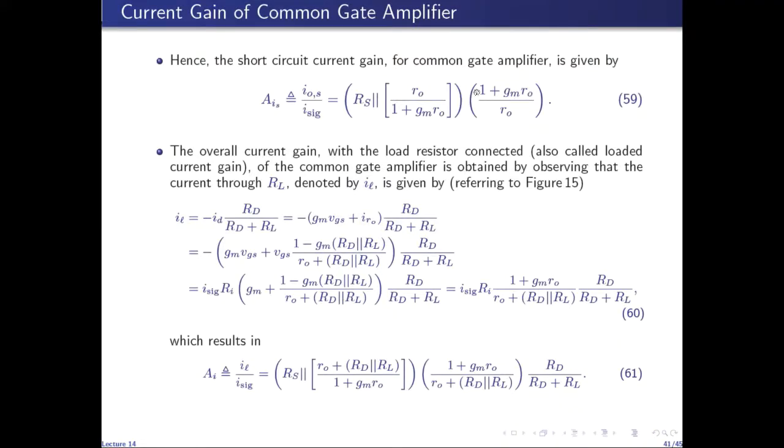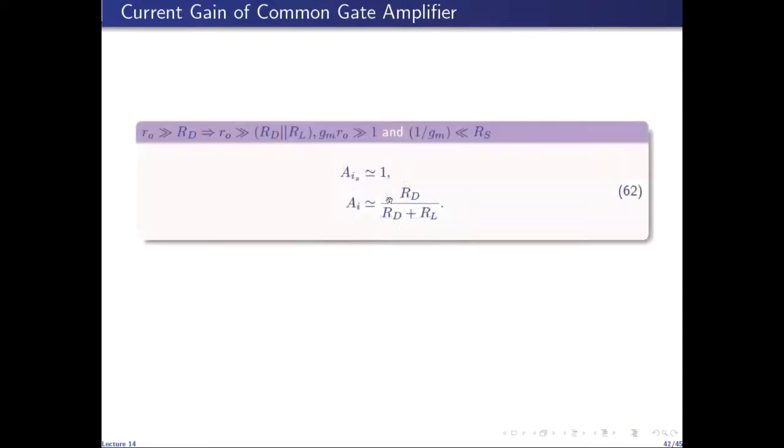If GM R naught is much greater than 1, the numerator here is GM R naught, and R naught gets cancelled out, so we get GM here. Same for this: GM R naught is much greater than 1, so the denominator is approximated by GM R naught, R naught gets cancelled, and we get 1 over GM here. Since we have assumed 1 over GM is much smaller than RS, this parallel combination is approximately 1 over GM. Times GM gives us 1. So the short circuit current gain of the common gate amplifier is almost unity.